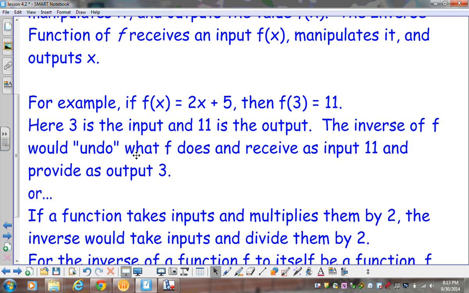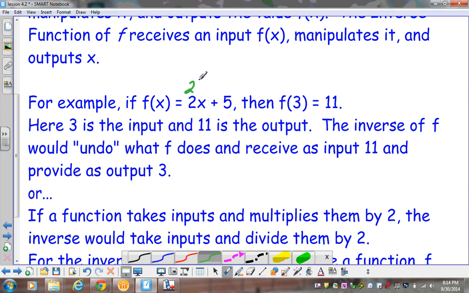So, for example, if we look at this first one, we said if f of x equals 2x plus 5, then f of 3 equals 11. What that means is if I took 3 and plugged it in, let's just do that real quick. 2 times 3 is 6.